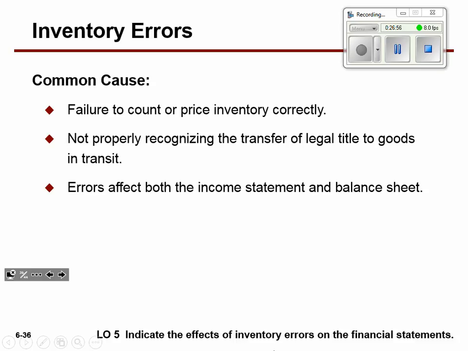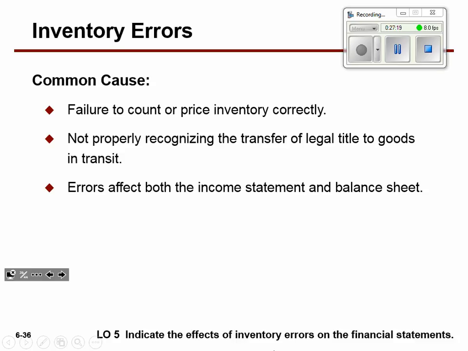Obviously, people can screw up. A counter can miscount stuff. Maybe something doesn't get scanned. There are errors that can occur. We're humans. A few common causes, again, maybe someone either priced or miscounted inventory.